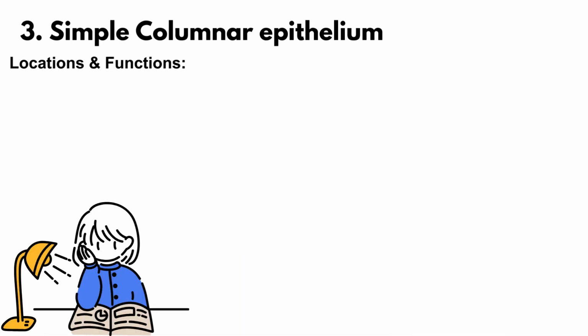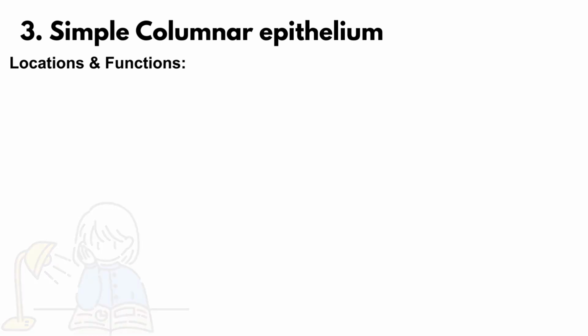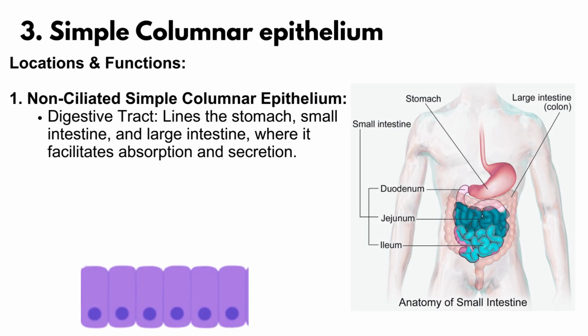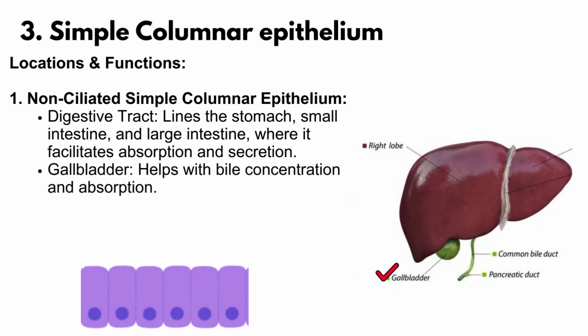Locations and functions of simple columnar epithelium. It varies depending on whether it is ciliate or non-ciliate. In the digestive tract, non-ciliate simple columnar epithelium lines the stomach, small intestine, and large intestine, where it facilitates absorption and secretion. In the gallbladder, it helps with bile concentration and absorption.